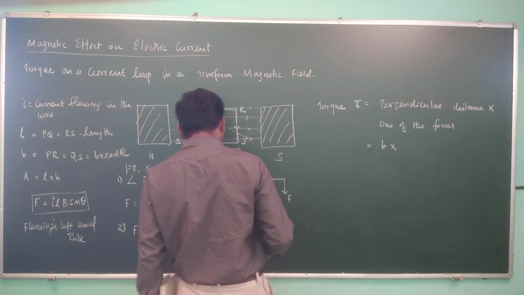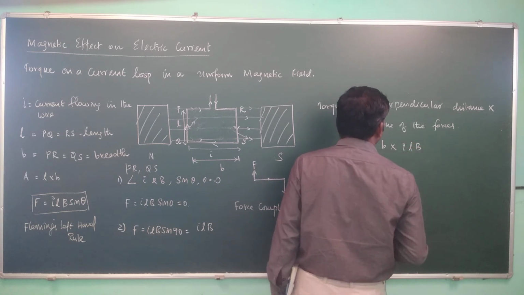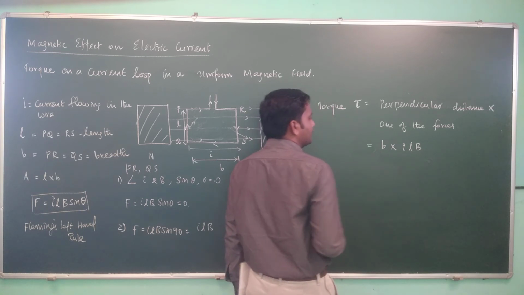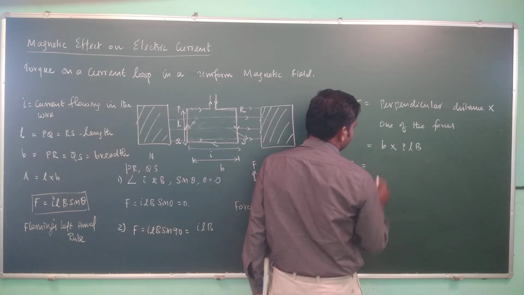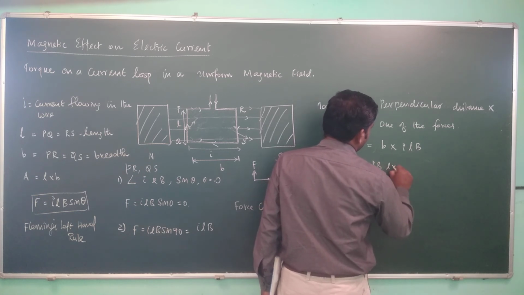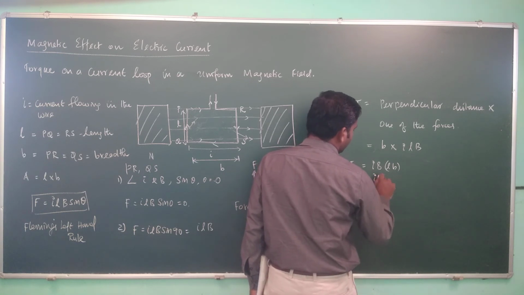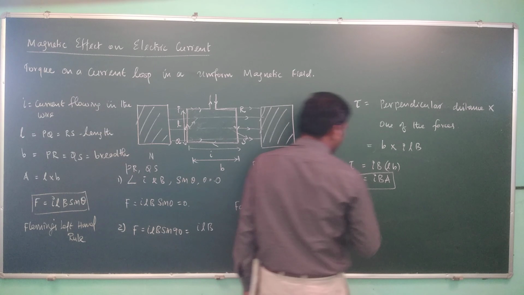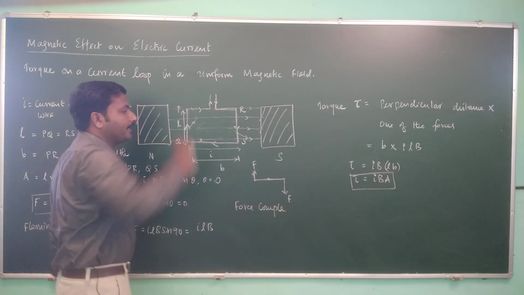What is one of the forces? I L B, where I is the current and L is the length, B is the magnetic field. This B is the breadth. So tau is nothing but I B and L B. L B is nothing but area, so I B A. So the expression for torque is I B A. This is for a single wire loop.